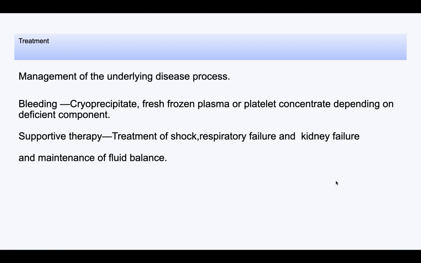Lastly, let's understand the treatment. Treatment mainly relies on the management of the primary disease process. Then you try to support the patient. Okay, you try to correct the primary disease and then support the patient. If the patient is bleeding, then you give fresh frozen plasma, platelet concentrate, and you give supportive therapy, and the patient can be revived back. So this was all about DIC.